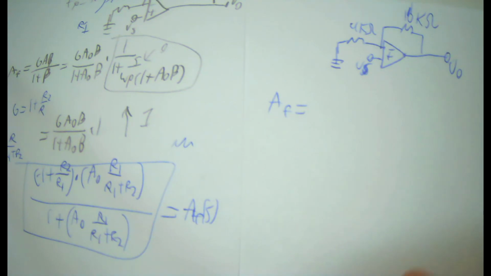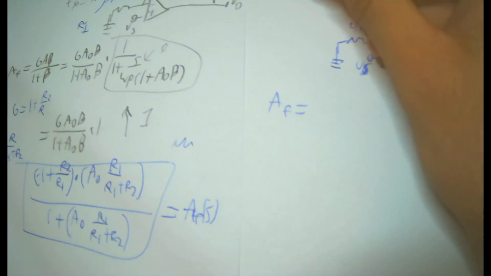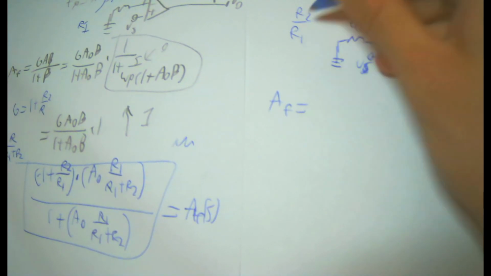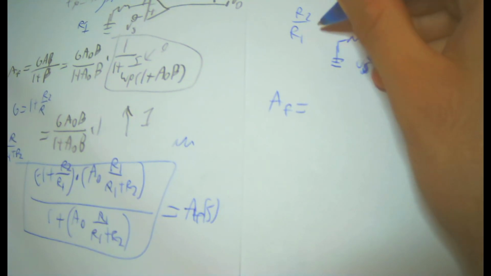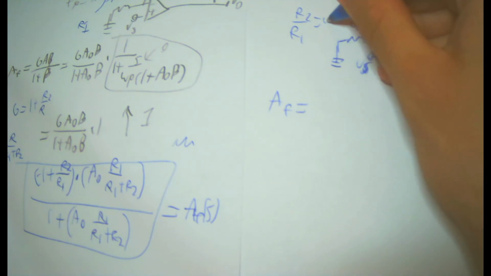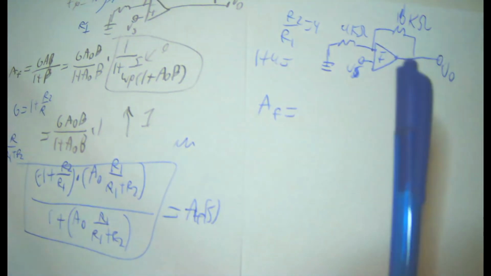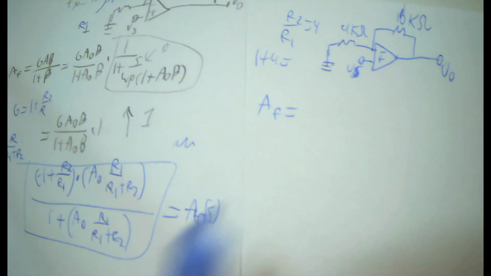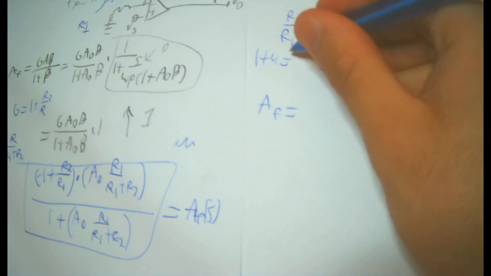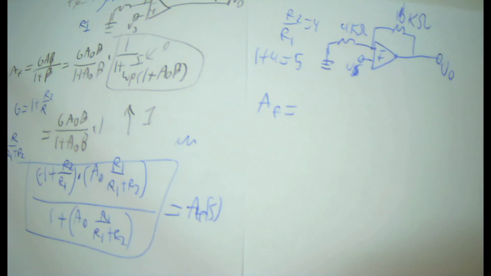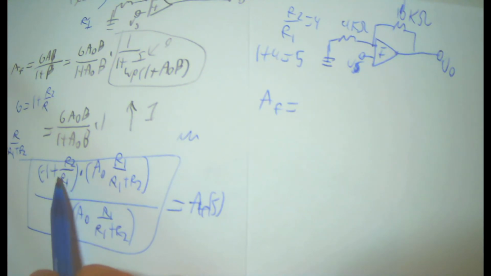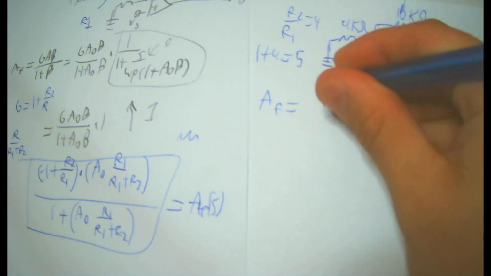Alright, so G is going to be 5. If you think about it, R2 over R1, 16 divided by 4, is 4. Plus 1, so 1 plus 4, because the gain of a non-inverting amplifier is 1 plus R2 over R1. So that's going to be 5. We just did this formula, so that's going to be 5.